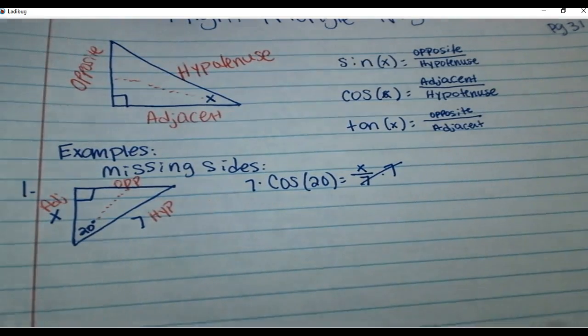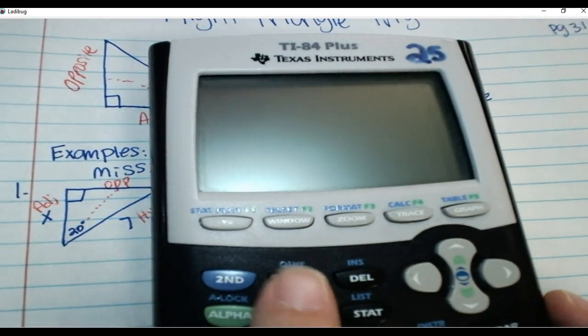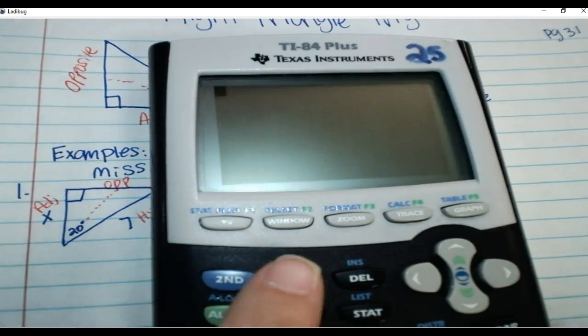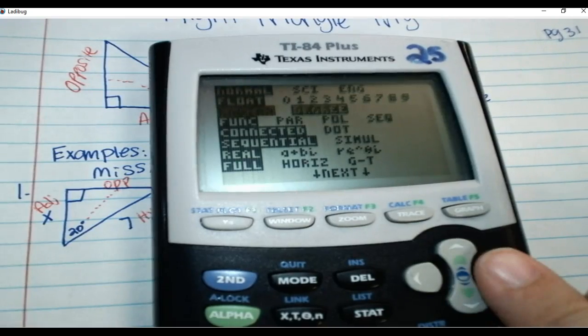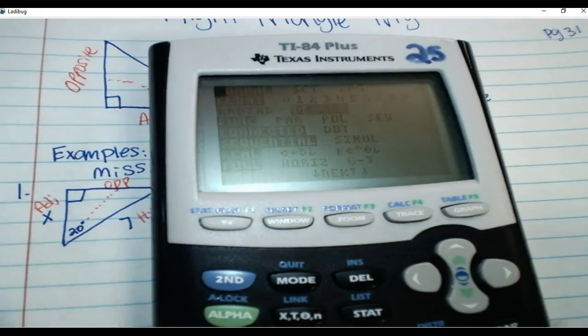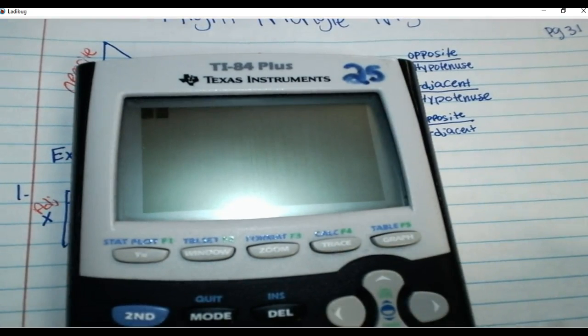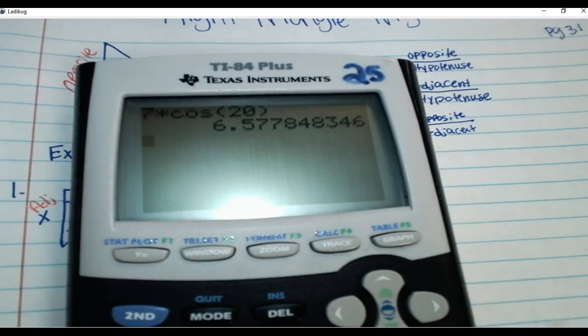But what's the first thing I check for in my calculator? Degree mode. Good. So first, turn your calculator on. Then you go to mode, beside the blue button, and it's the third line down. We want to be in degree. And then we just type it in: 7 times cosine of 20. And hopefully you get 6.58.